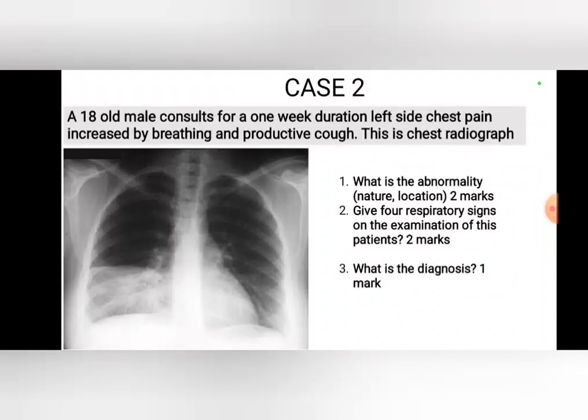You can see a heterogeneous opacity in the right lower lung field. There is no shift or deviation of the trachea. The deviation of the trachea can be seen in pleural effusion and in atelectasis. But in pleural effusion, the deviation of the trachea is going to be away from the affected side, while in atelectasis, the deviation is toward the affected side. In the case of pneumothorax, the deviation is away from the affected side.